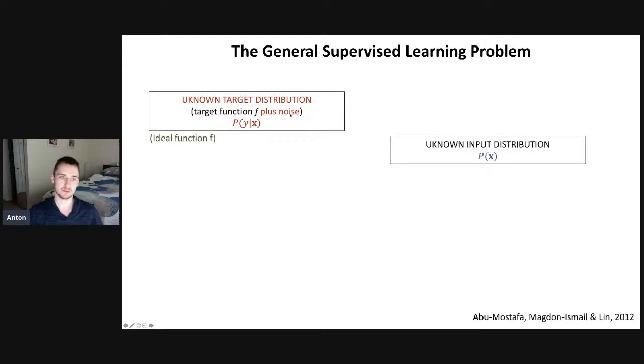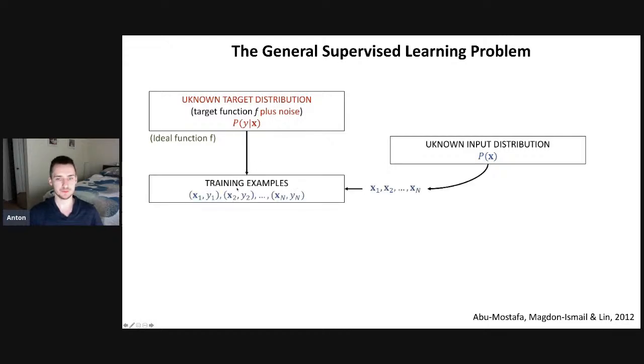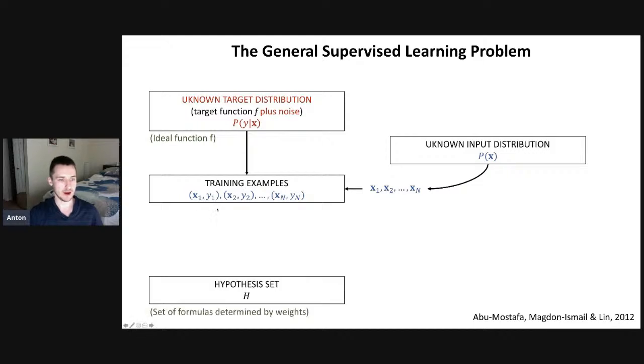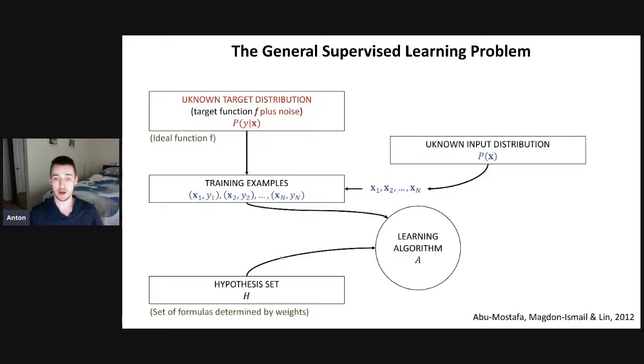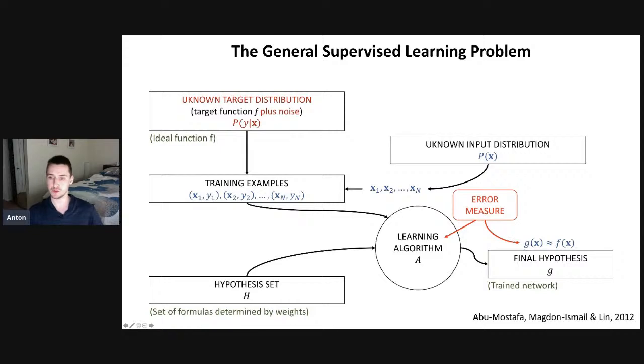We can also add noise to this function, and define it in a probabilistic way. And here is how we get our training examples: we have our x's with corresponding labels y. Then we have our hypothesis set, which is basically a set of different weights, and we're trying to find the best combination of those weights. We have our learning algorithm, our learning procedure, for example a neural network. And we have our error measure, which is our error function or loss function. The goal here is to approximate this function f.